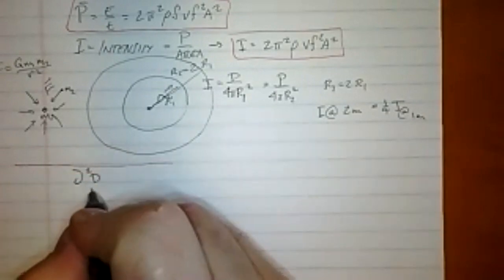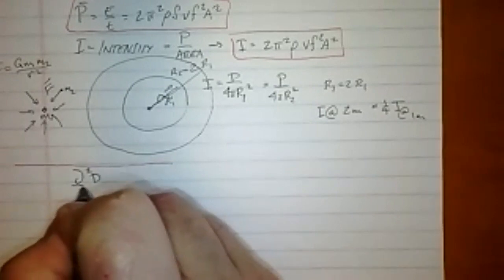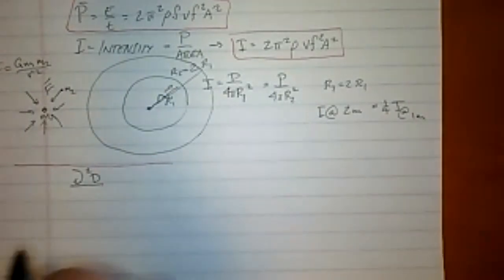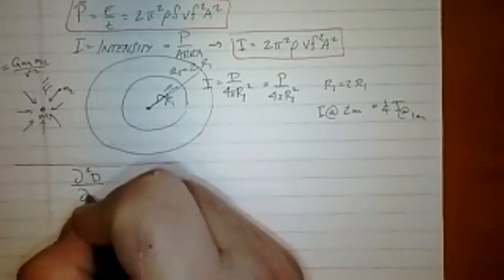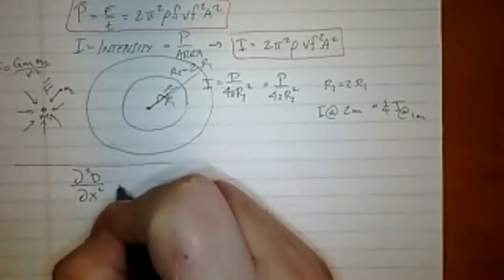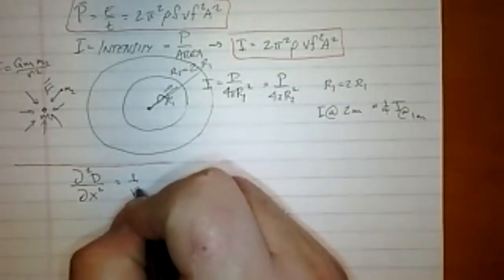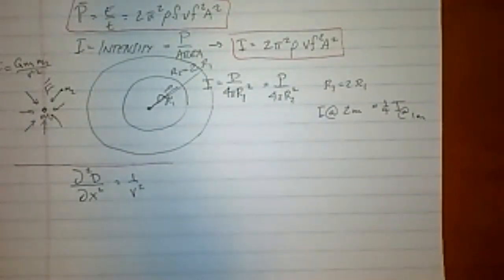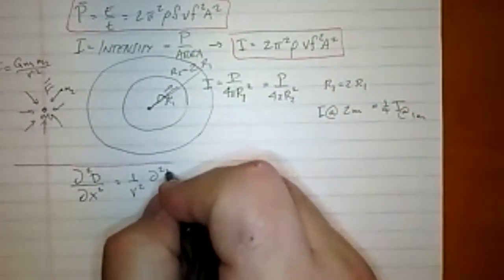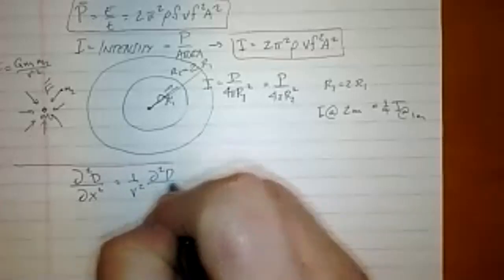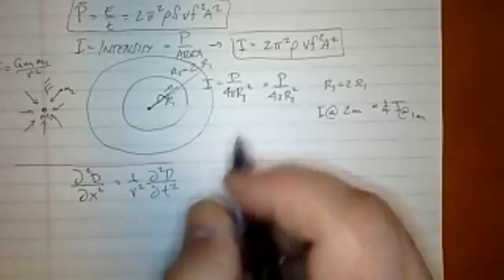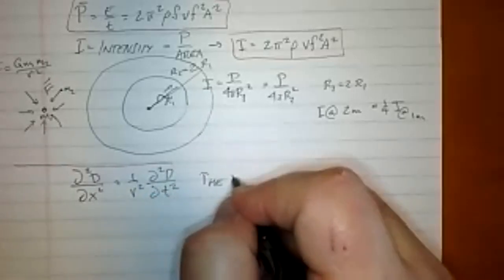Now, this generally means like the amplitude or something like that with respect to x. So we take two derivatives with respect to x, and then that's equal to 1 over the velocity of the wave squared times the second derivative of the amplitude function with respect to t squared. That's the wave equation.